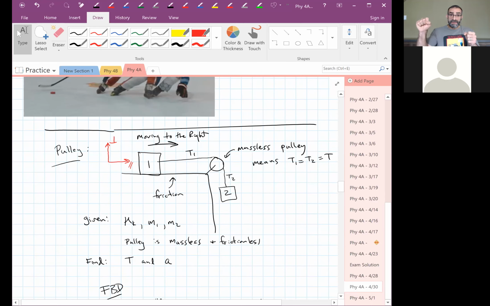If block 1 is moving at 2 meters per second, block 2 is also moving at 2 meters per second. They are linked through that pulley 1 to 1. And if block 1 has some acceleration, say 3 meters per second squared, block 2 has the same acceleration. They are linked 1 to 1. So that's the trick. If 1 moves 1 meter and 2 also moves 1 meter, then everything is linked together. The velocities have to be the same. The accelerations have to be the same.